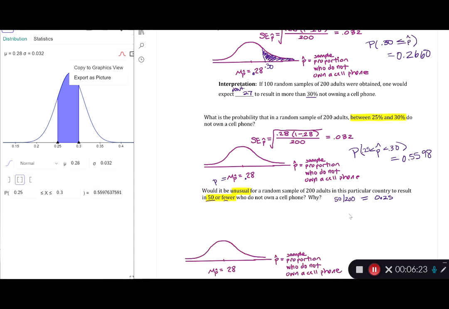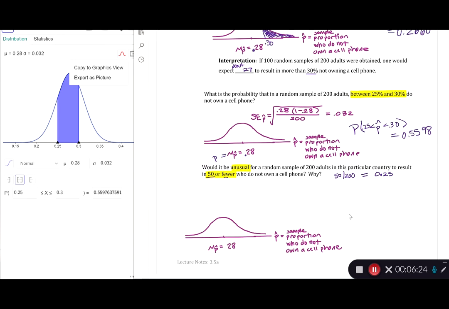So same graph still. This is the sample proportion who do not own a cell phone. Notice that it's centered at 0.28, which is the center of our distribution for the sample proportion. We know the standard error. That's 0.032. And then we're asking a probability question. Just realized I didn't color it in on the one above. I'll do it in a second. Okay. We're asking a probability question about it being 50 or fewer, which was 0.25 or fewer.